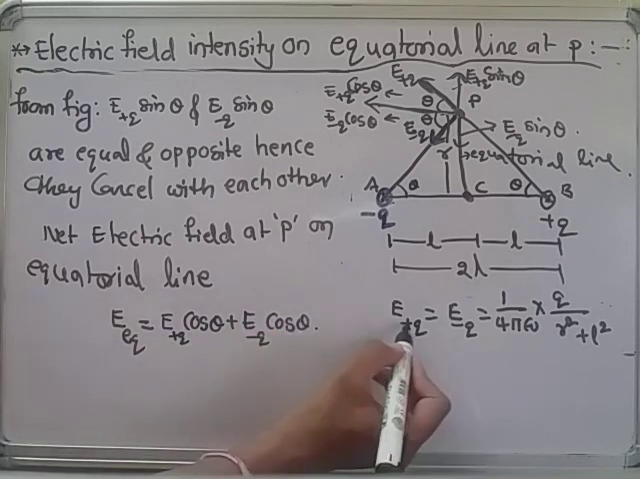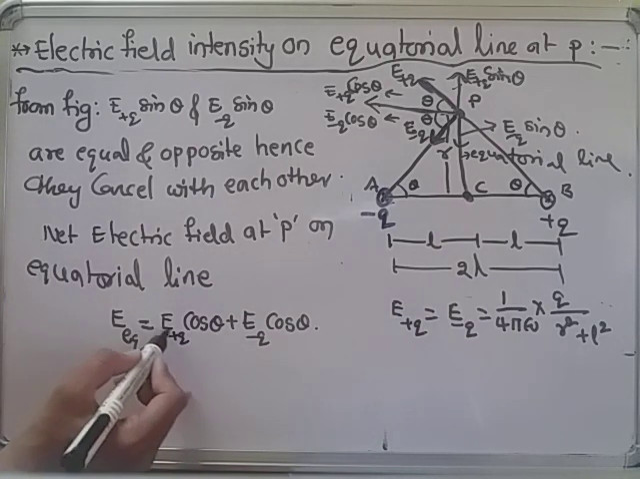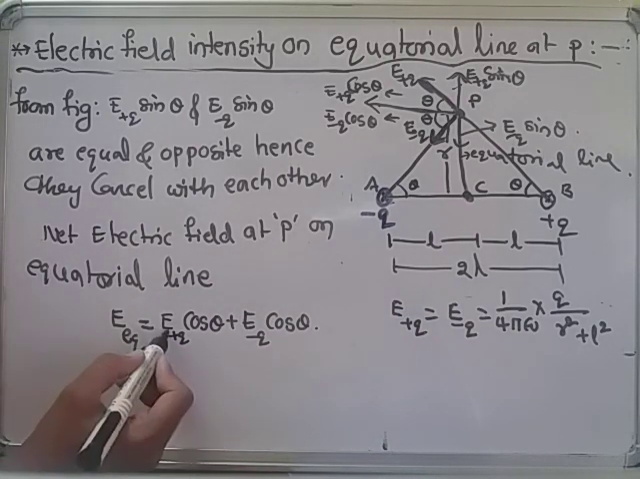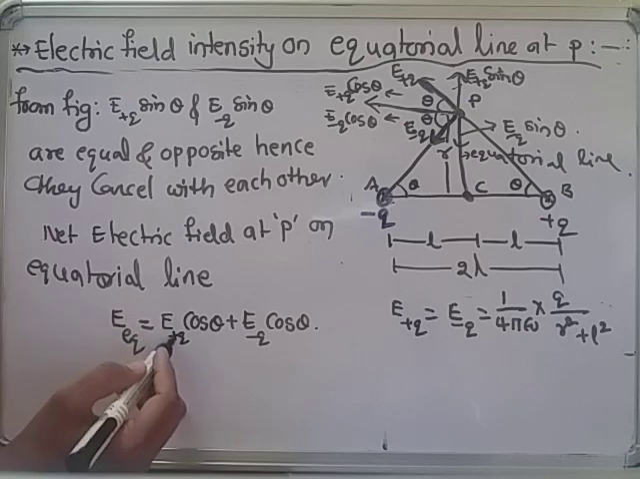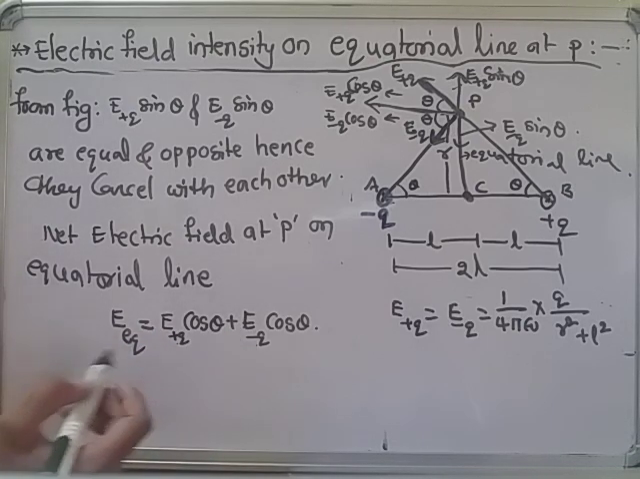But here we know E plus Q equal to E minus Q, or E minus Q equal to E plus Q. This plus Q is not E into plus Q. It is E suffix plus Q, meaning electric field due to plus Q charge. E suffix minus Q means electric field due to minus Q charge.